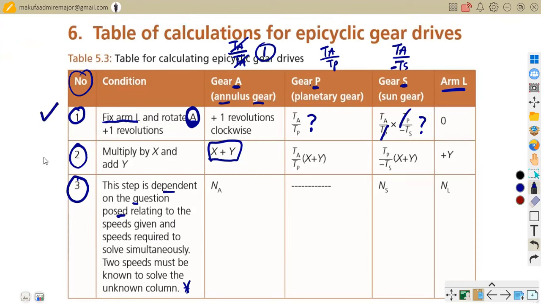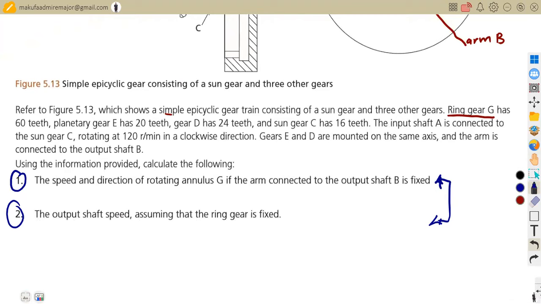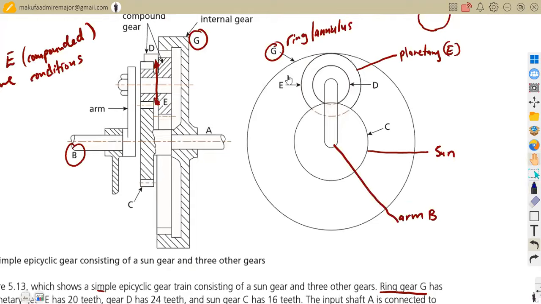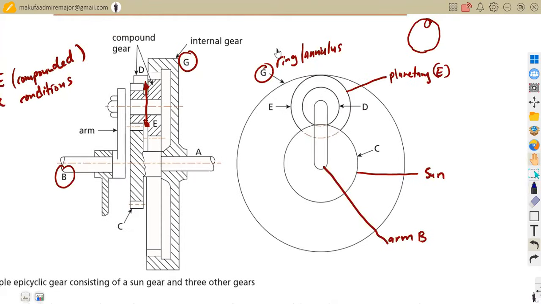The first stage, the second stage, these two are fixed. They do not change. You always fix the arm, you rotate the annulus. In this case, our annulus is given by G. So we are going to rotate G one revolution. That is the first condition.